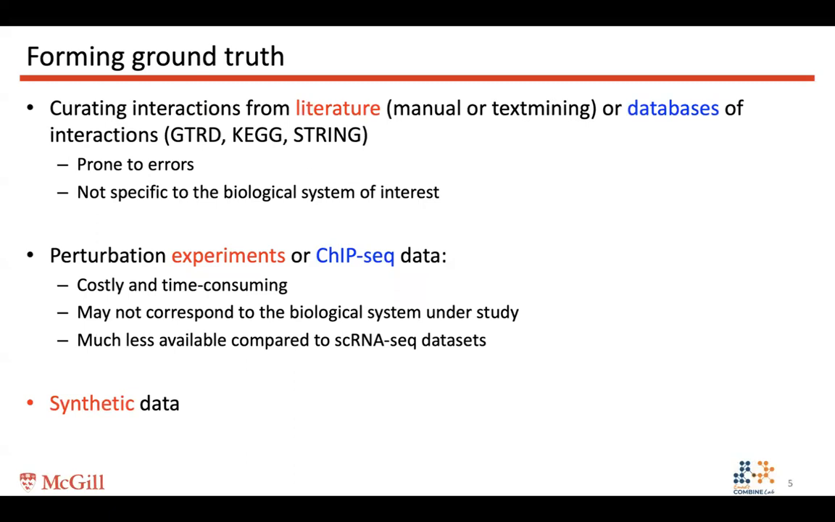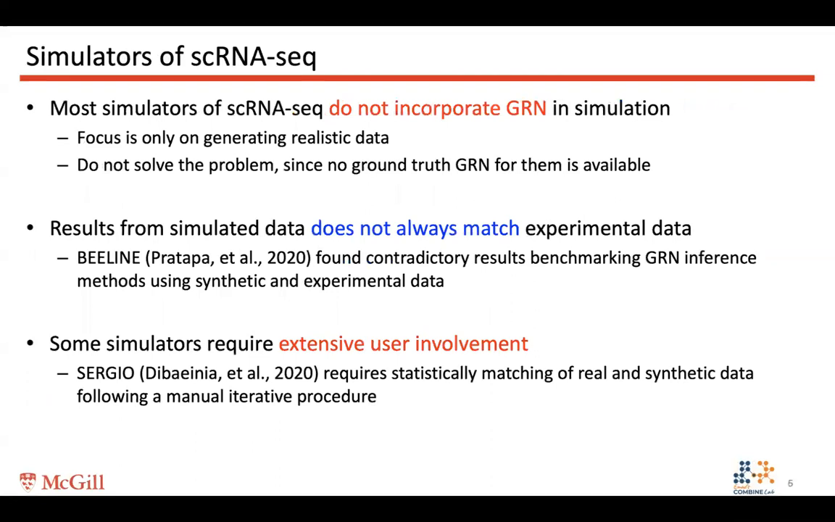Various methods have been used to form ground truth, for example, from literature or databases of interactions, but these are typically prone to errors and do not correspond to the biological system of interest. Perturbation experiments or ChIP-seq data is another way, but these are usually costly and time-consuming. Again, they may not correspond to the biological system under study, and typically their availability is much less compared to single-cell RNA-seq data. This takes us to using synthetic data, but simulators that generate synthetic data have their own challenges.